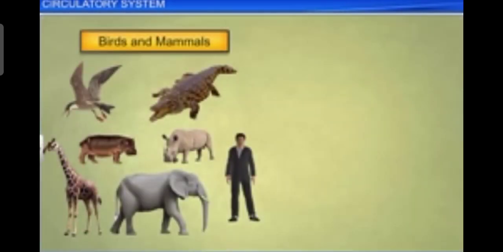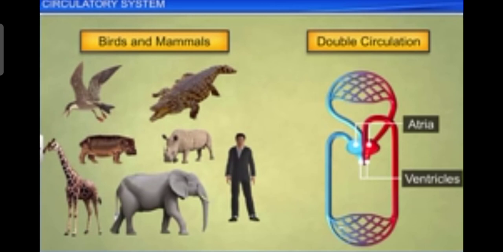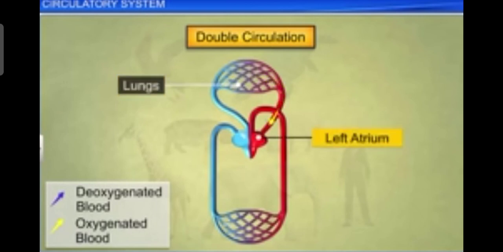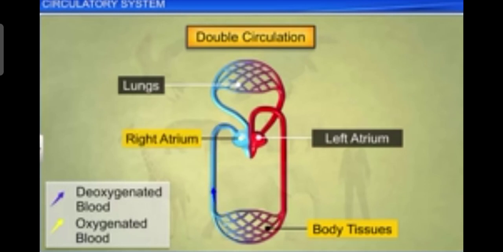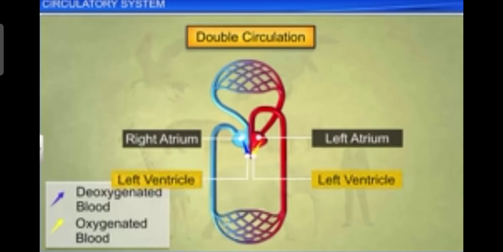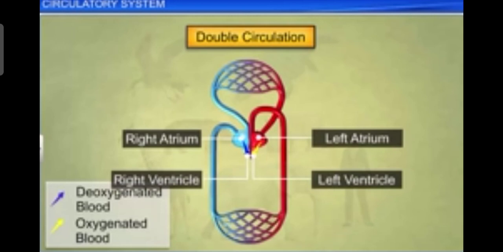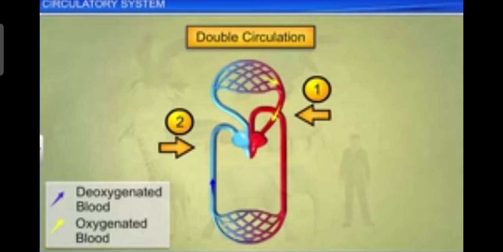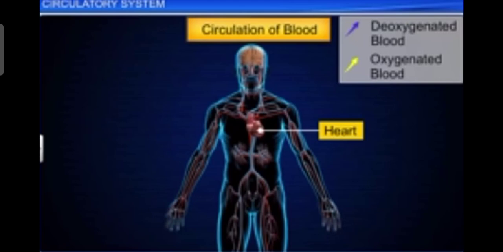Now in birds and mammals, oxygenated and deoxygenated blood received by the left and the right atria respectively passes on to the ventricles of the same sides. The ventricles pump it out without any mixing up. That is, two separate circulation pathways are present in these organisms. Hence, these animals have double circulation. Human beings have double circulation.